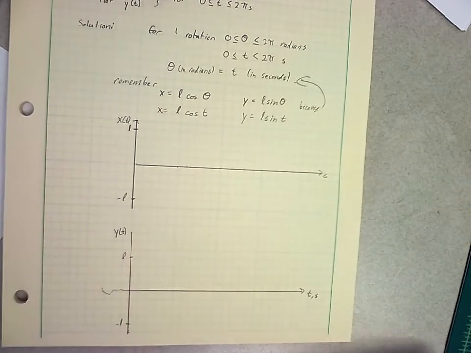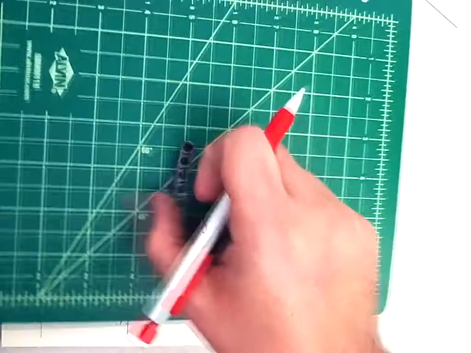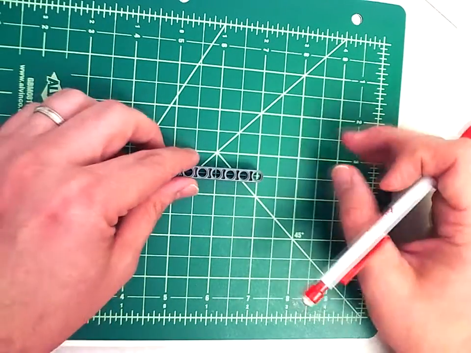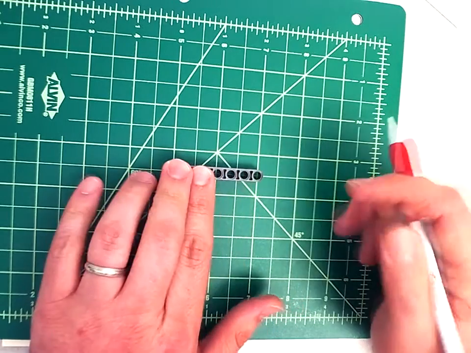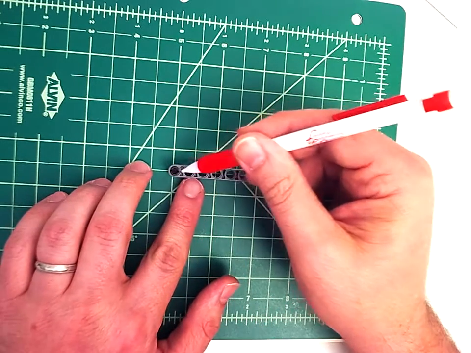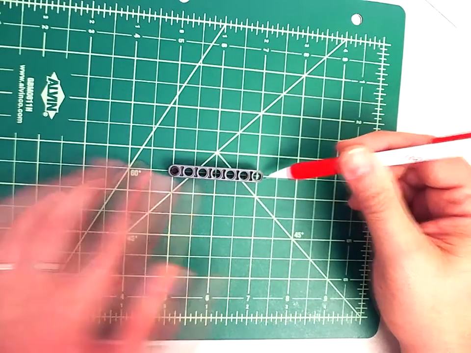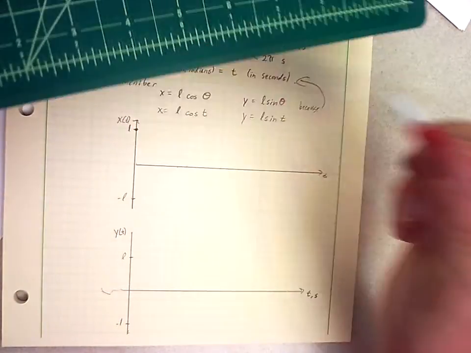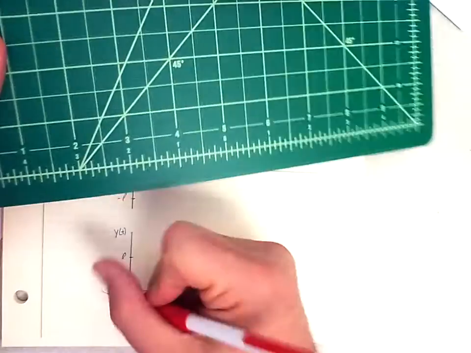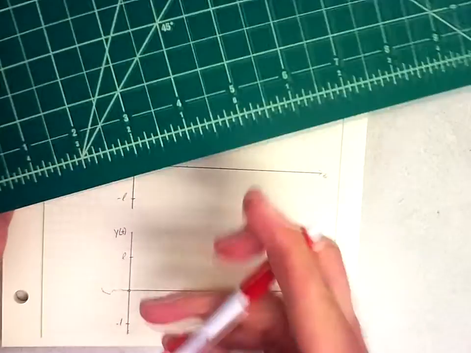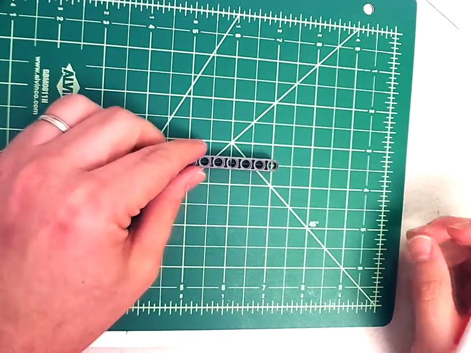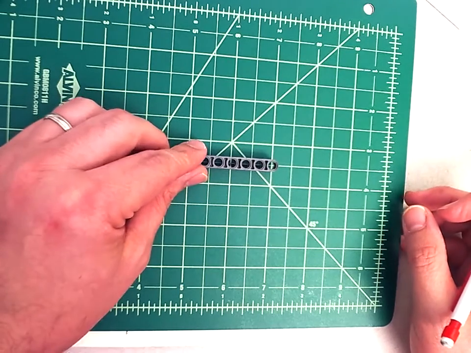All right, so if we think about our plot, we start out at time 0, we're at angle 0. We know that the x-coordinate is all the way out to L, and the y-coordinate is at 0.